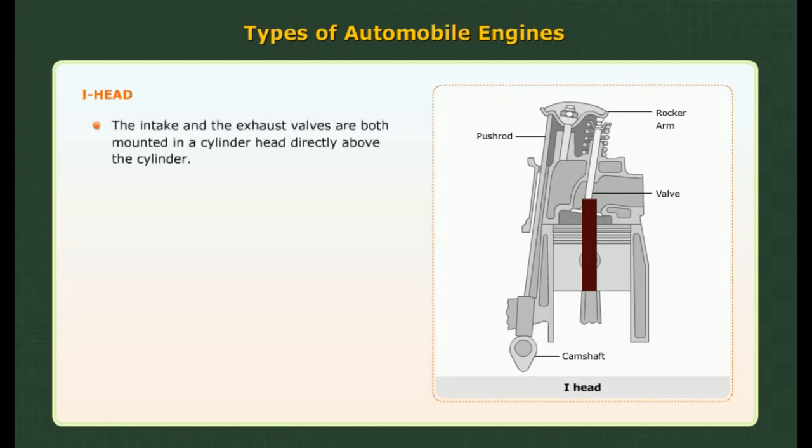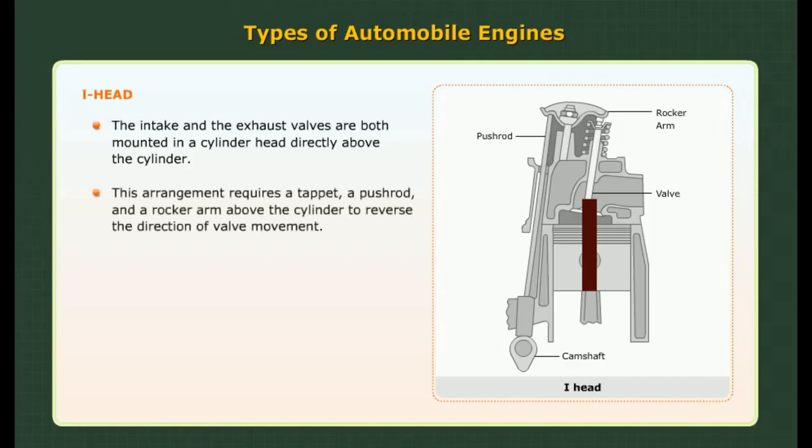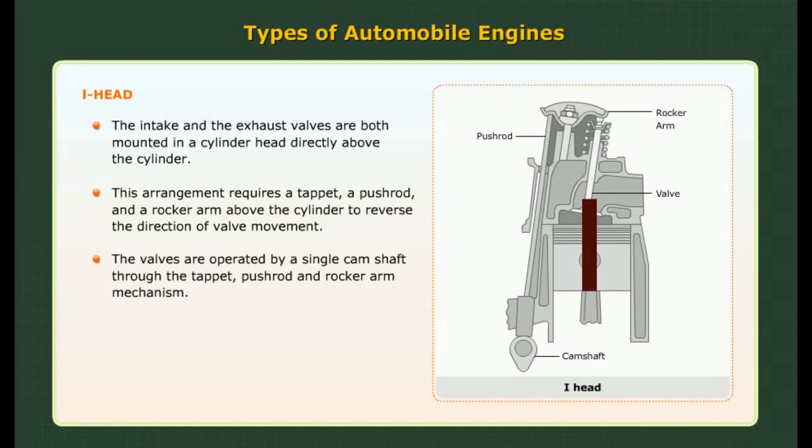I-head. The intake and the exhaust valves are both mounted in a cylinder head directly above the cylinder. This arrangement requires a tappet, push rod, and a rocker arm above the cylinder to reverse the direction of valve movement. The valves are operated by a single camshaft through the tappet, push rod, and rocker arm mechanism. It was rapidly superseded by the overhead camshaft. Example, Ambassador, Ashok Leyland.